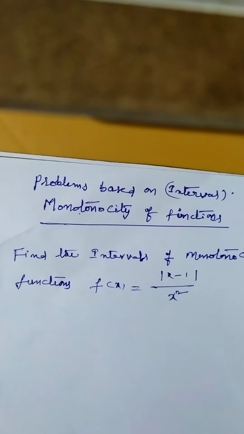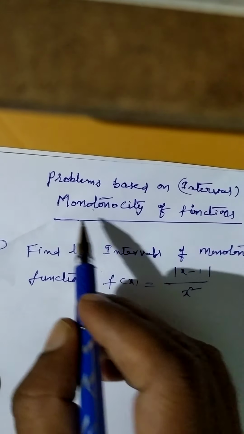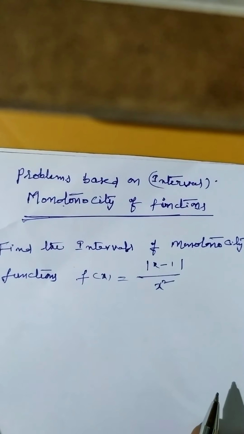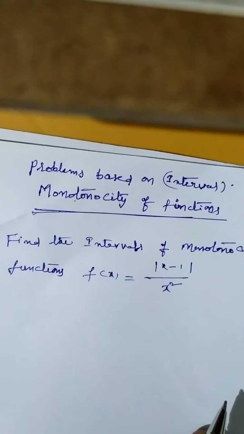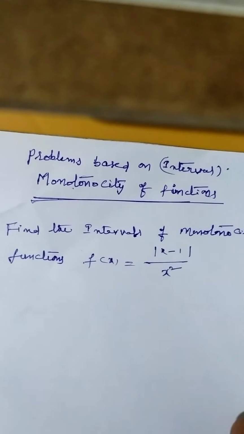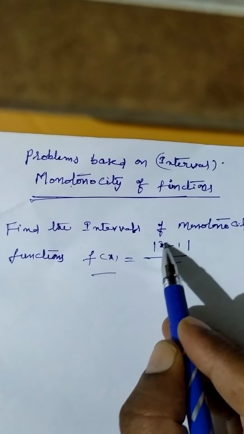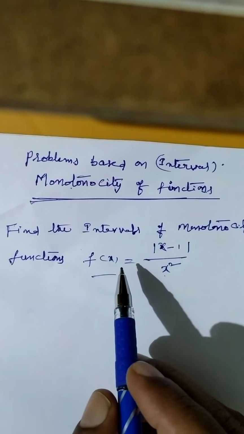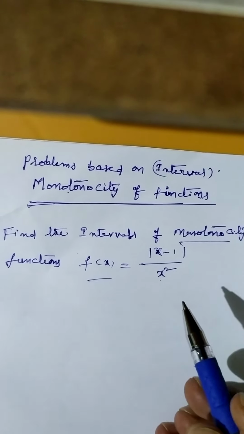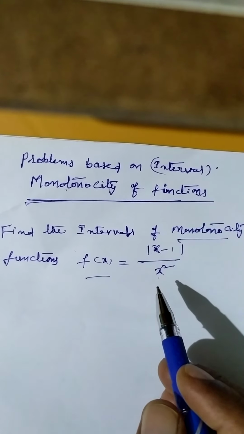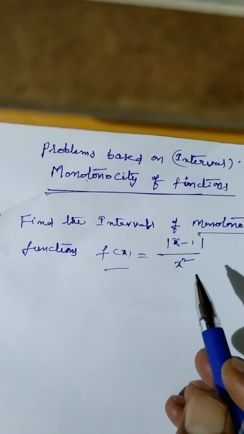Hello students, today we are discussing problems based on monotonicity of functions. In this class we are going to learn about the problem f of x is equal to modulus of x minus 1 by x square. We need to find the monotonicity of this function: in which intervals it is monotonically increasing and in which intervals it is monotonically decreasing.